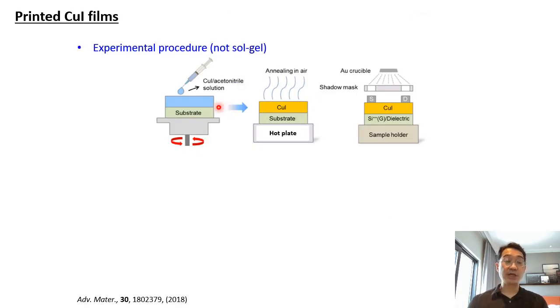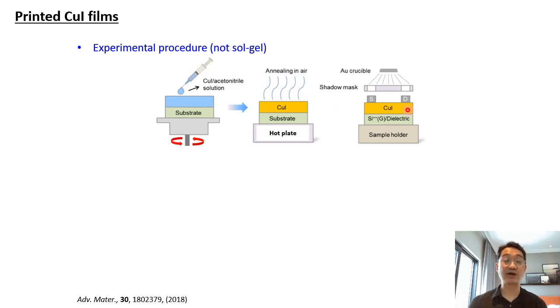So we make the copper iodide film by the spin coating method. Copper iodide is mainly dissolved in acetonitrile solution. Then we spin coat it and anneal it, just to evaporate the acetonitrile solvent.